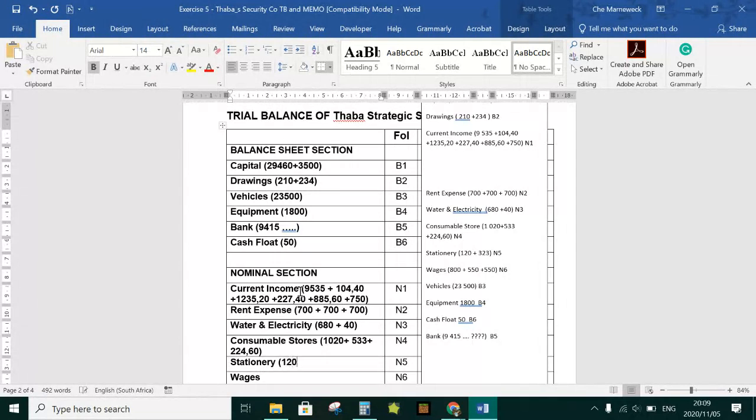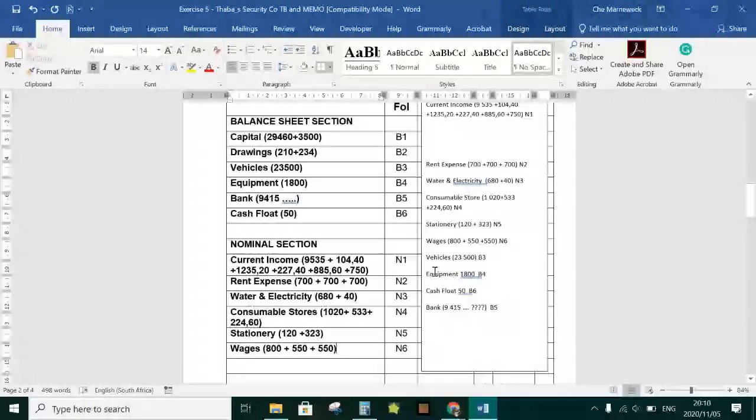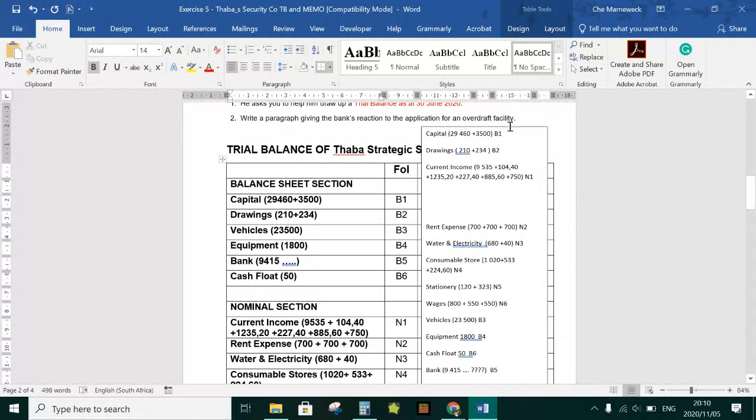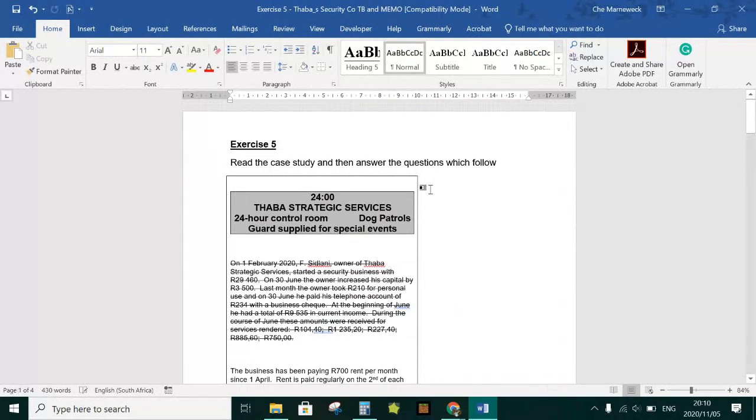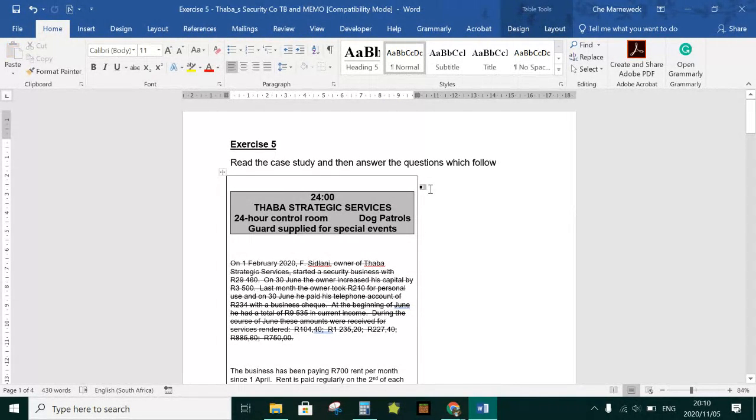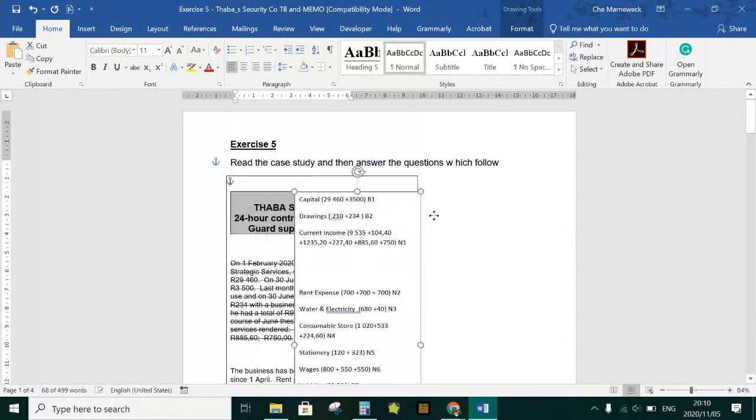Stationery is 120 plus 323. Wages is 800 plus 50 plus 550. There. I'm just going to put that back. Okay. Put it back here because we need it later. Control there.